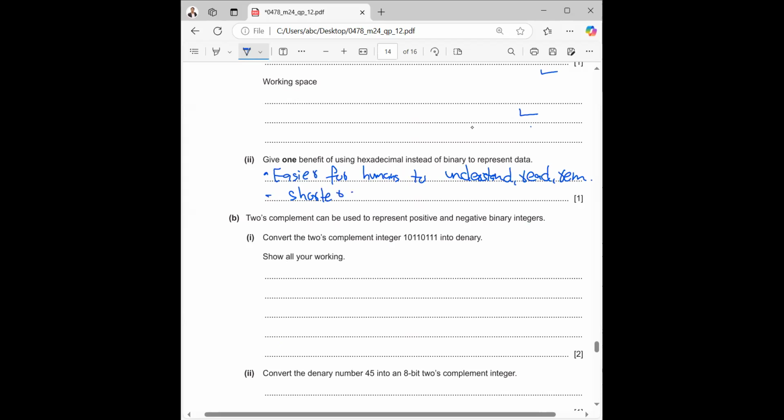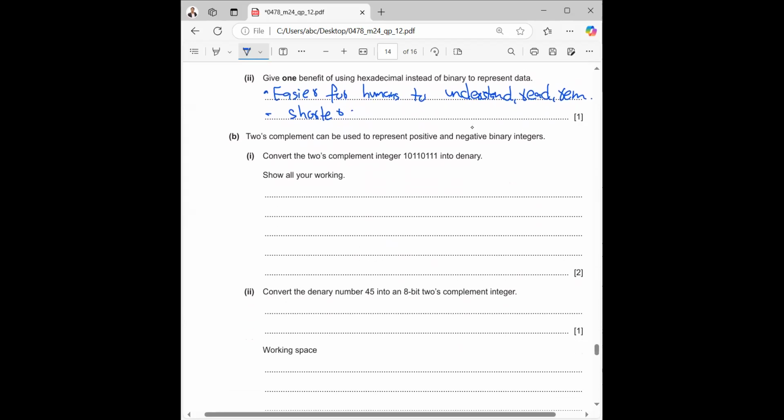Then this part it says two's complement can be used to represent positive and negative binary integers. Convert the two's complement 101111 into denary. So I think you can do it on your own. You need to show the working here. So the answer for this part is -73.